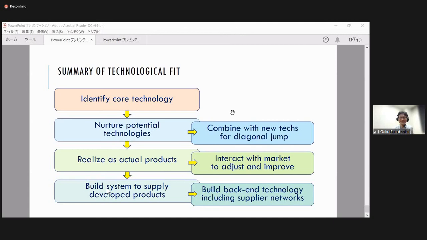Okay, so that is a summary of technological fit. Technological fit is a part of the resource fit, but I just picked up the technology because it's important. Do you have any questions?